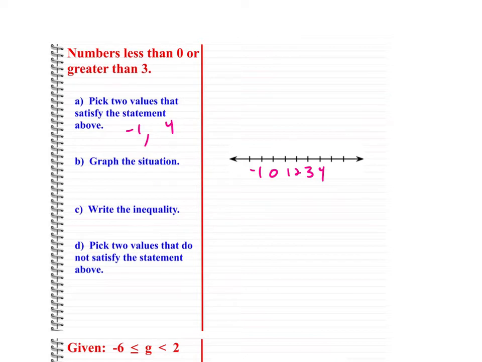It says graph the situation. Numbers less than 0 would be going to the left, down towards the negatives, or numbers greater than 3, which would be going to the right. Both do not include those endpoints. So we graph that. Writing the inequality, this is an or statement again, those rowboat ors. So x should be less than 0, or x should be greater than 3. Two values that don't satisfy it would be something like 1 or 2, because 1 is not less than 0 or greater than 3, and 2 is the same way.